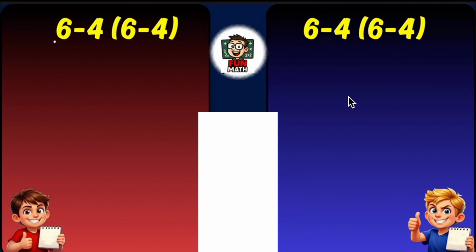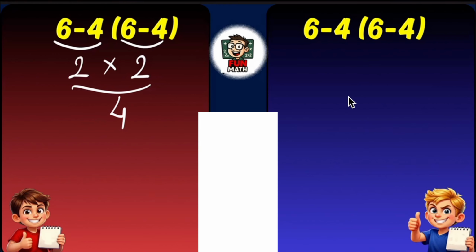Subtraction. 6 minus 4 equals 2. Hidden multiplication. 2 times 2 equals 4. If you solve the problem this way, you made a mistake. Because when solving the problem, we should have paid attention to the order of operations.